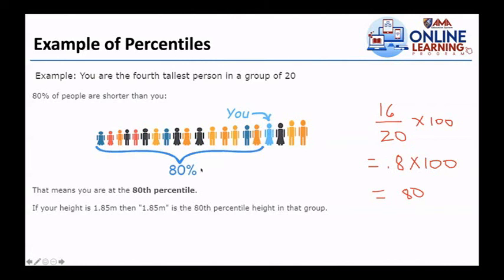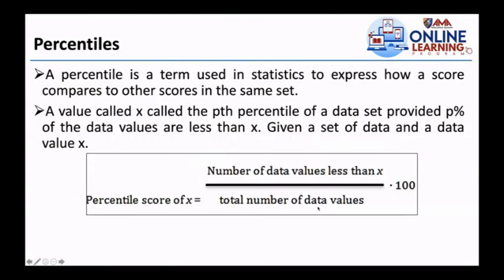So how do we get the 80%? Because 16 are lower than you and 20 is the total number of data values, as mentioned here, the total number of data values, and the number of data values less than X.